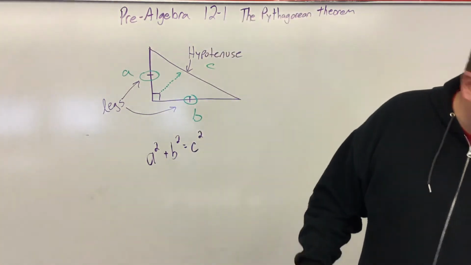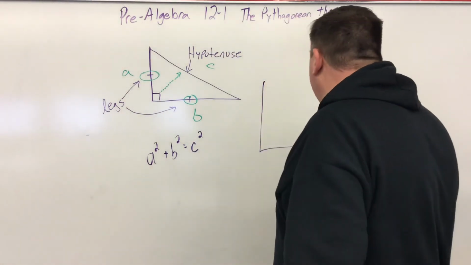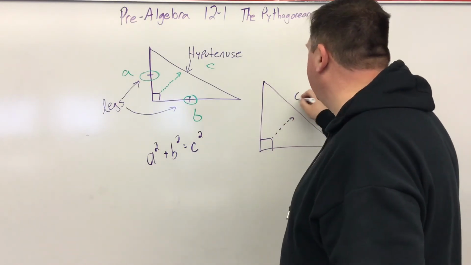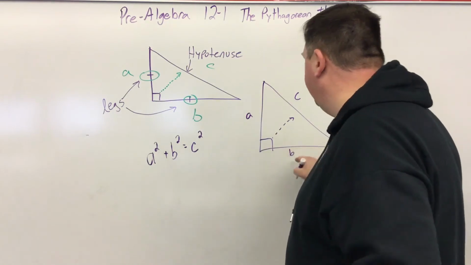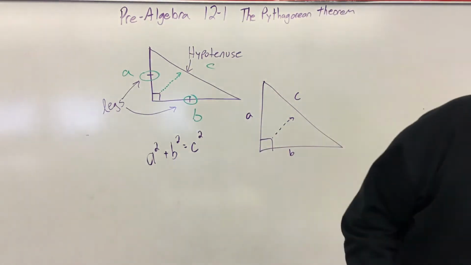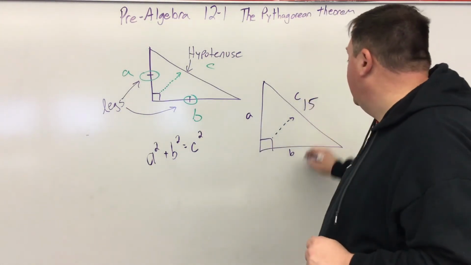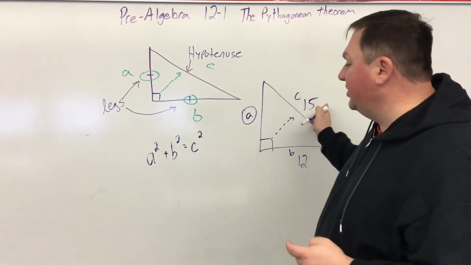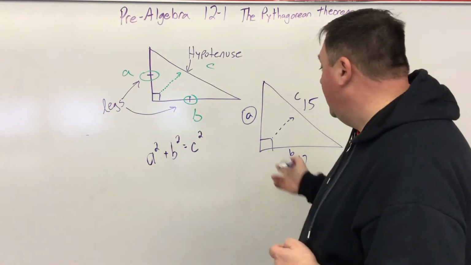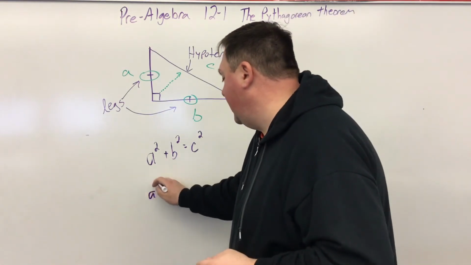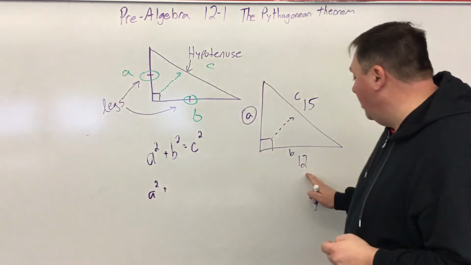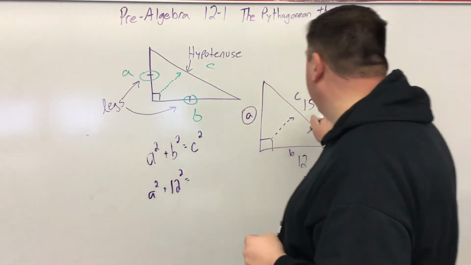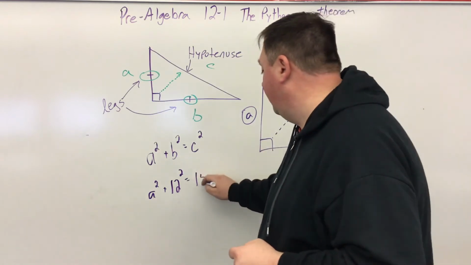So if we have a right triangle, let's just say where we know what our C is. Our C is always opposite the right angle. That's your C, and these are your A and B. Those are your legs. So if your C is 15 and your B is 12, we need to find out what A is. So we're just going to plug these numbers into this formula. We don't know what A is, so we're just going to do A squared plus, now we know B is 12, but it's got to be 12 squared, equals, your C is 15, so 15 squared.